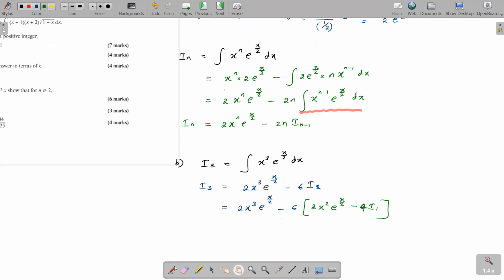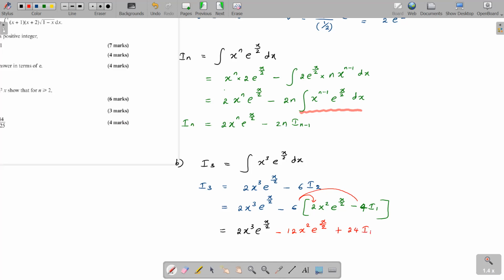Let's open this bracket. What do we get here? 2x^3 e^(x/2), and the bracket opens with minus 6. So I get minus 6 into 2, which is minus 12 x^2 e^(x/2). And then minus 6 into minus 4 is plus 24 I_1.